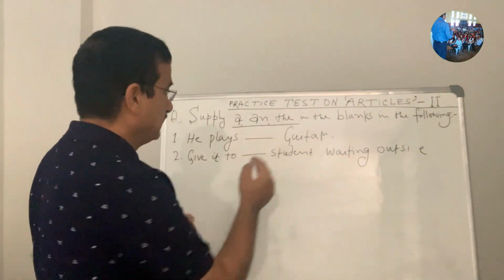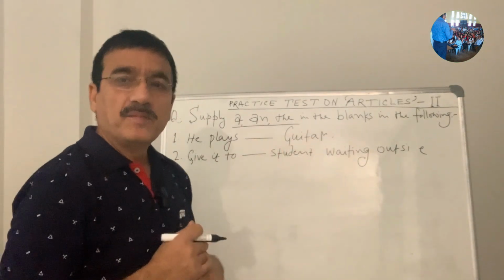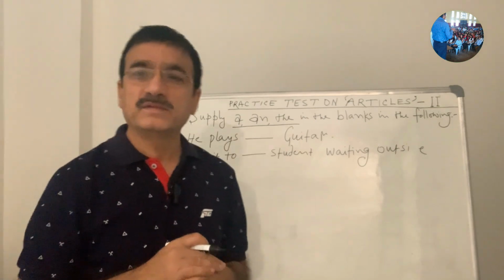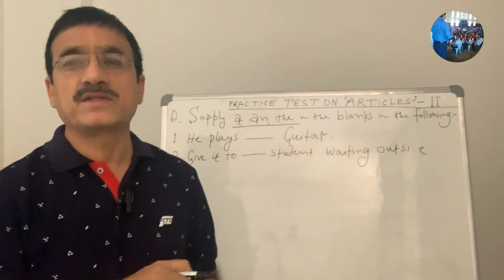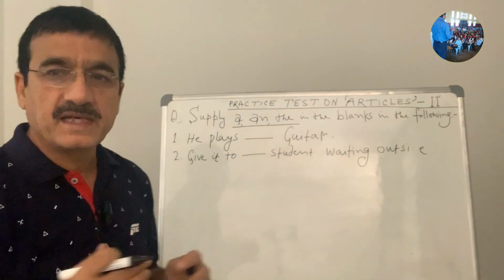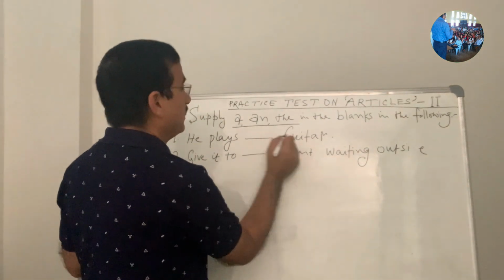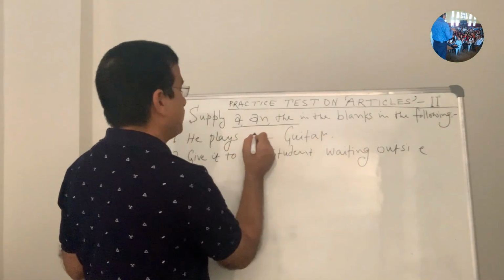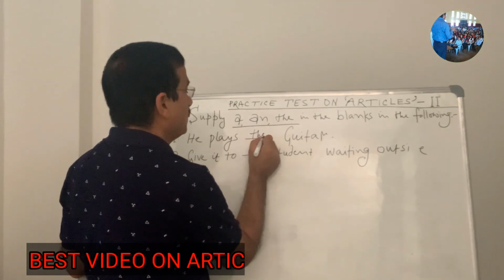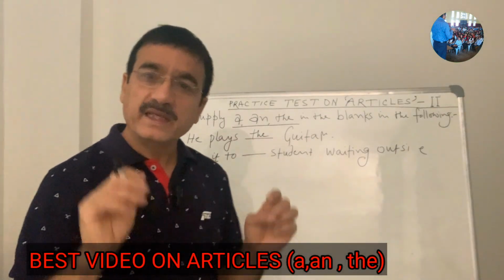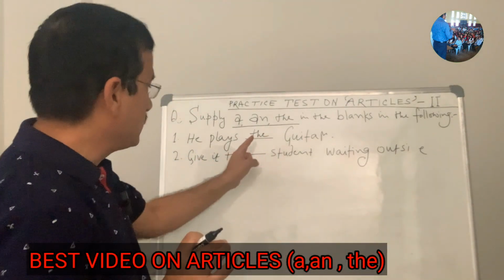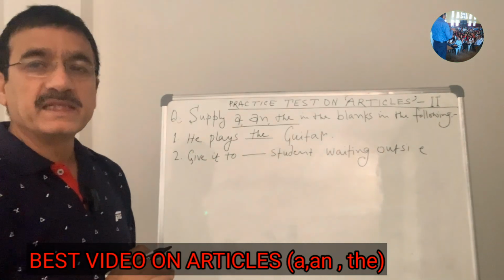He plays the guitar. Before the names of all musical instruments like guitar, sitar, harmonium, lute, anything, that will be the definite article. Before any musical instrument, use the. So, he plays the guitar.